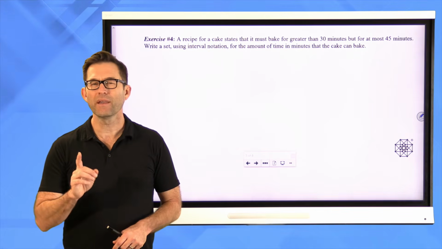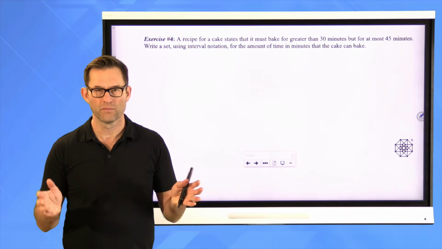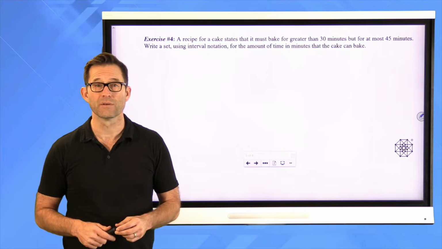All right, so I'd like you to pause the video now and see if you can write down an interval of time for which the cake can bake using interval notation. Pause the video now.